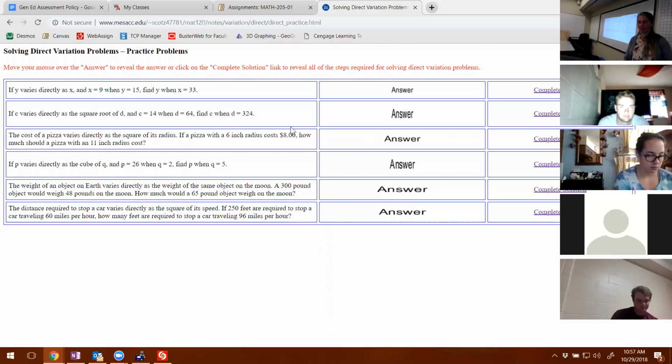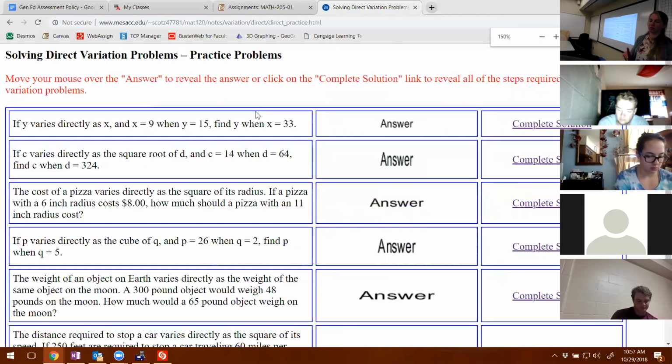All right. Okay, so here's just a search for direct variation problems. This is kind of where K comes from. If you remember problems like this from way back in the day: if Y varies directly with X, and X equals 9 and Y equals 15, find Y when X equals 33.